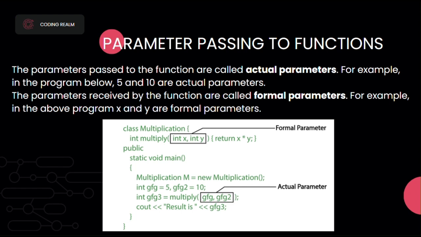Parameter passing to functions. The parameters passed to the function are called actual parameters. For example, in the program below, 4, 5, and 10 are actual parameters. The parameters received by the function are called formal parameters. For example, in the above program, x and y are formal parameters. In this example, I have two parameters x and y, and I need to multiply x by y.